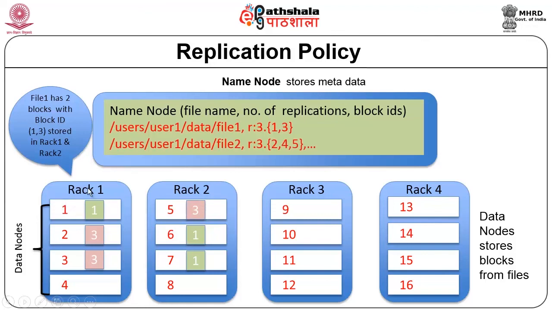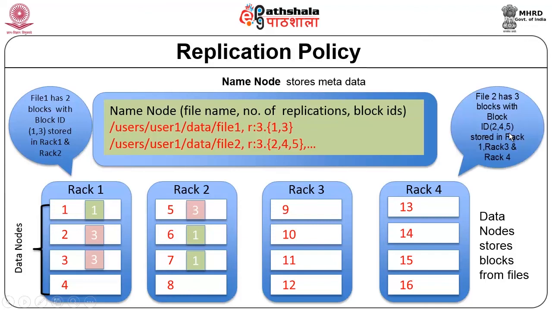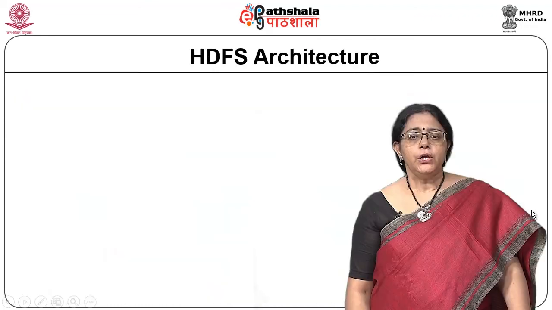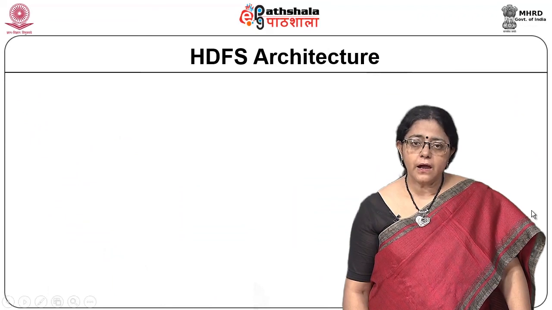In another example, file 2 has 3 blocks, 2, 4 and 5, and it will again be placed accordingly, one in the local node rack and the other 2 in the remote rack. So, this is the replication policy by which HDFS maintains fault tolerance. Now, let us look at the architecture.